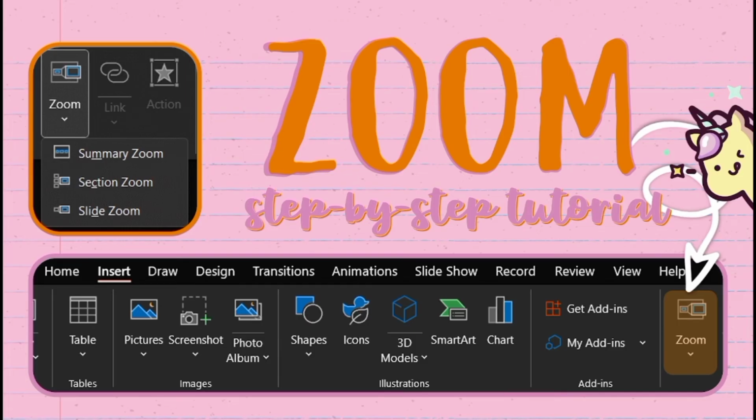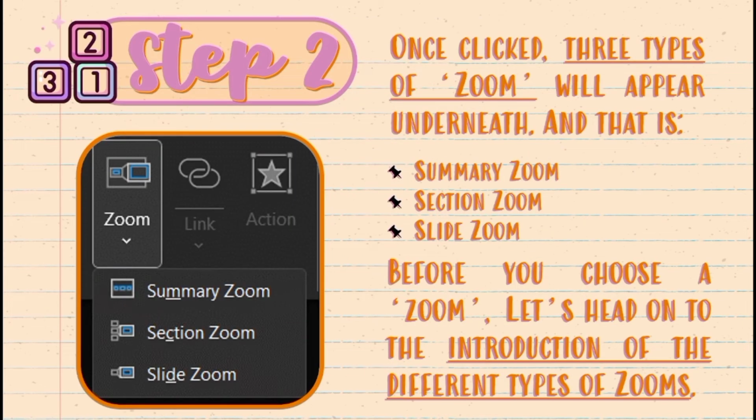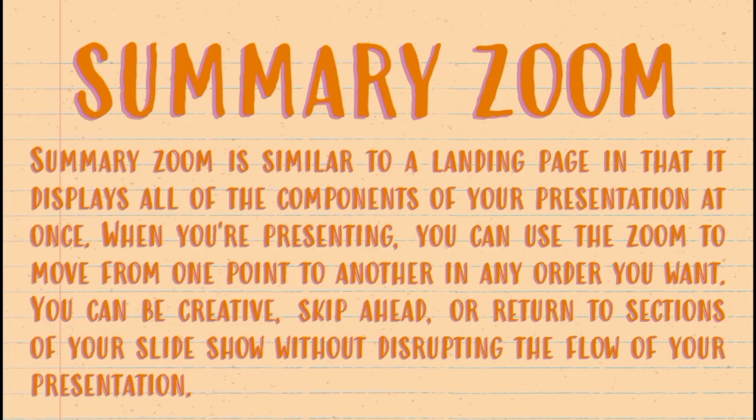Now, our third feature here in PowerPoint is the Zoom. You can do that by going to Insert tab, select Zoom on the Links group. Once clicked, 3 types of zoom will appear underneath, and that is Summary Zoom, Section Zoom, and Slide Zoom. Before you choose a zoom, let's head onto the introduction of different types of zooms.